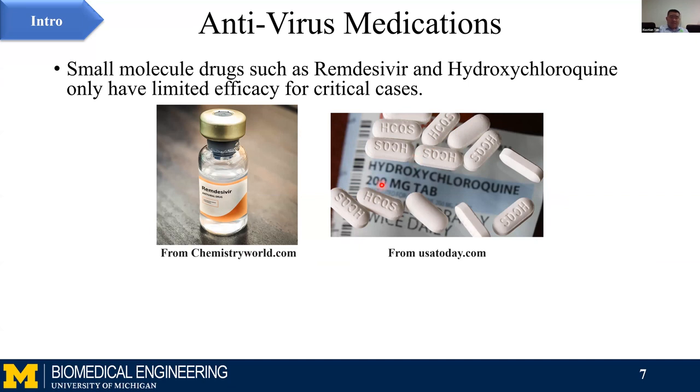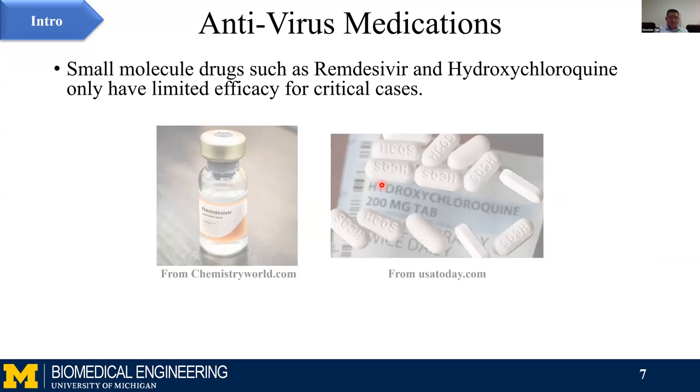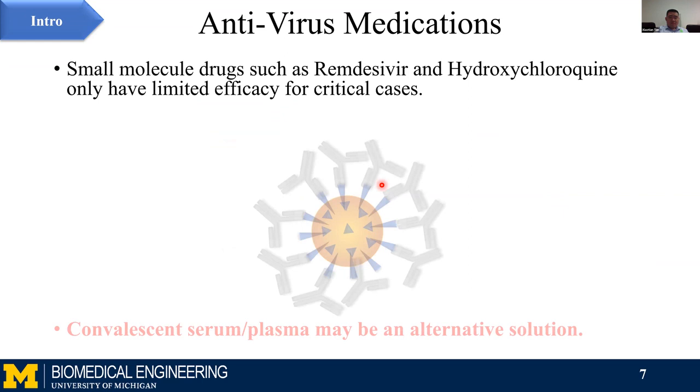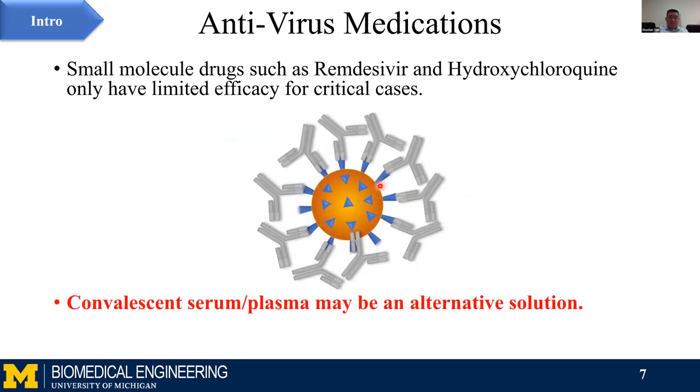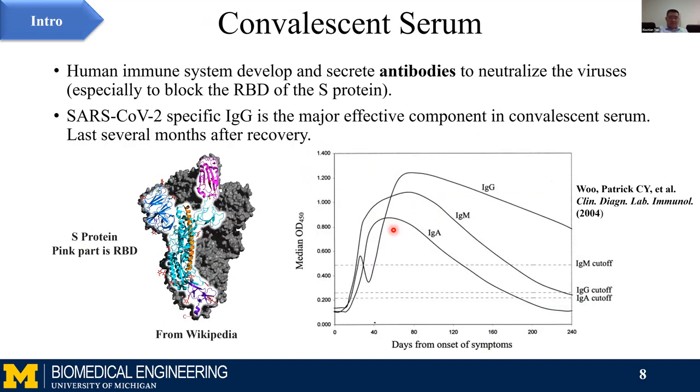So we may need an alternative approach, which is the convalescent serum plasma therapy. In this therapy, the antibodies in the convalescent plasma or convalescent serum will bind and cover the virus and stop it from invading the cells in the human. So I'll also give a brief introduction about what is convalescent serum.